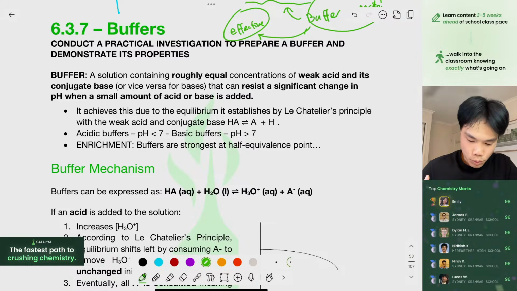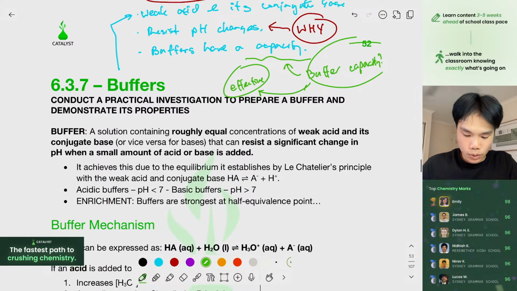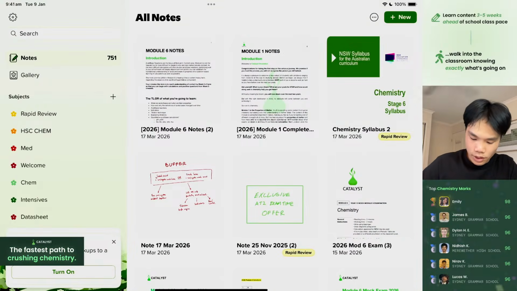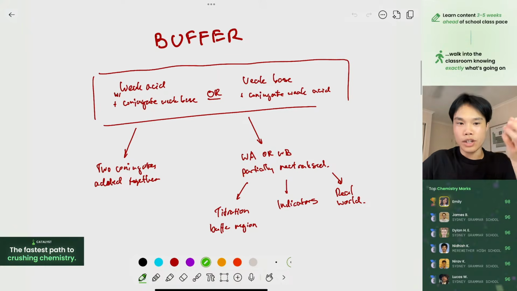We have acidic buffers, we have basic buffers, depending on what pH they lie at when you have the buffer in existence. So when can you identify a buffer? There are two main streams of what you can see with buffers. You can either have the case where you have two conjugates being added together in solution.